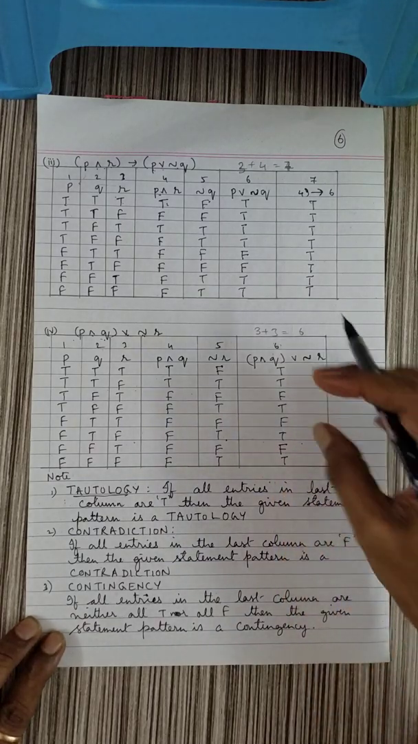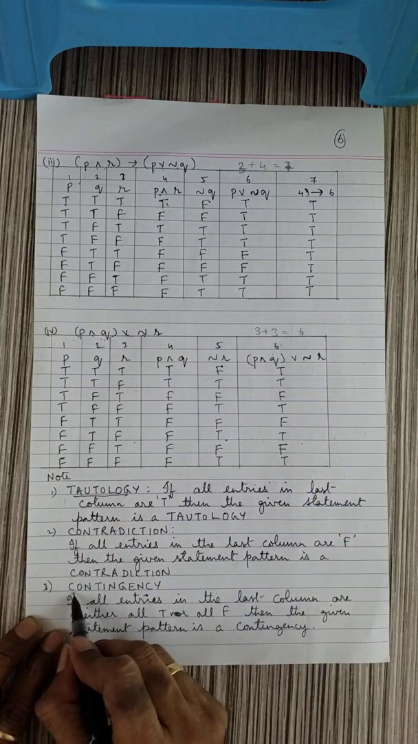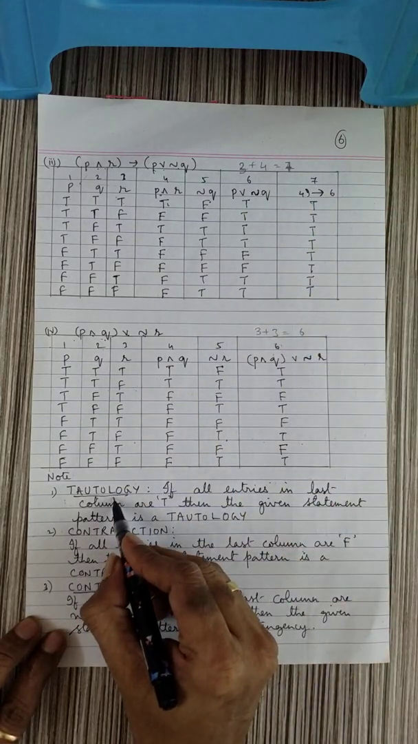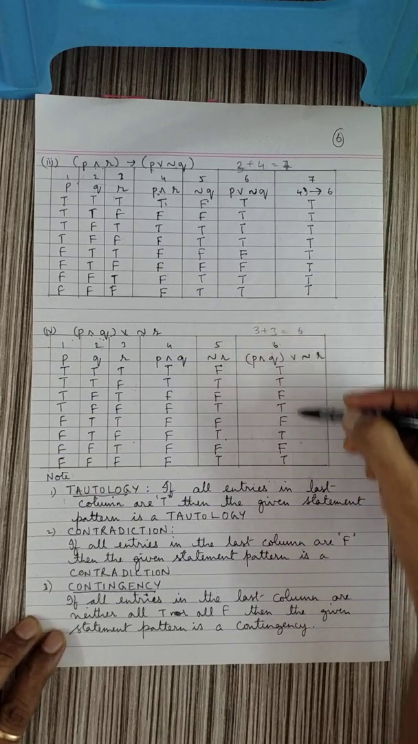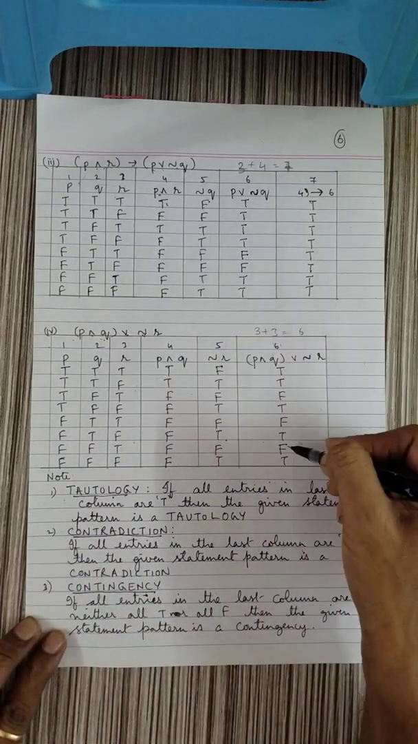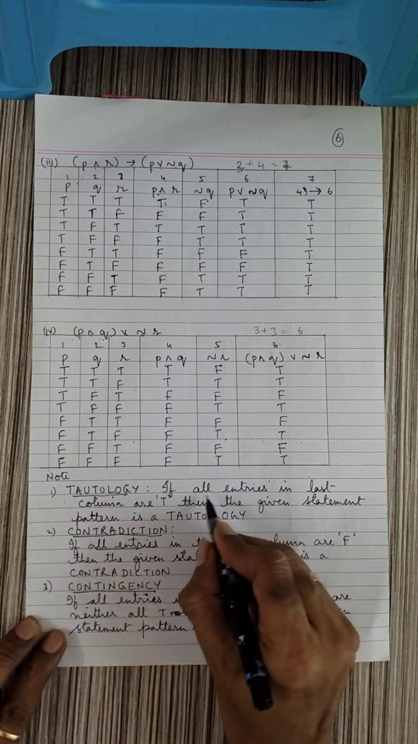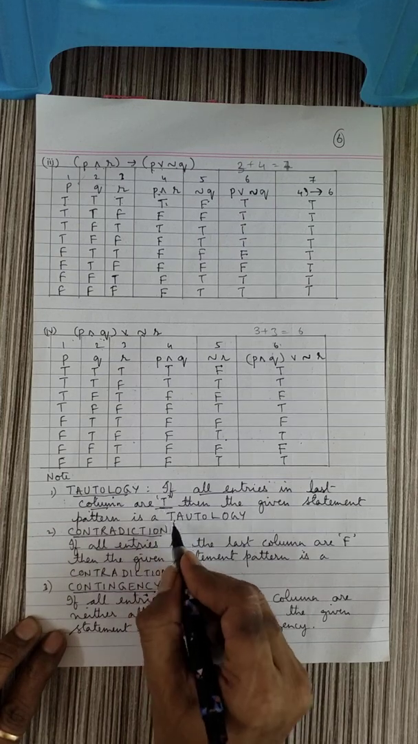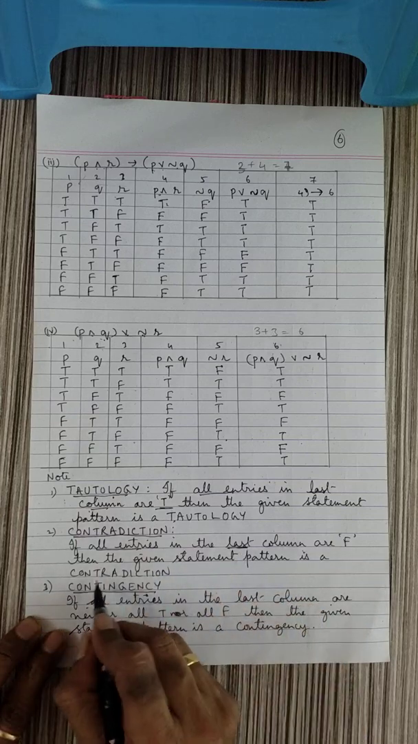So such a statement where there is a mixture of true and false is called a contingency. If all are true in the last column, then it is called a tautology. If it's a mixture of true and false, meaning all are not true or all are not false, it is called a contingency. And if all the entries in the last column are false, then it is called a contradiction. All entries in the last column true is a tautology. All false is a contradiction.